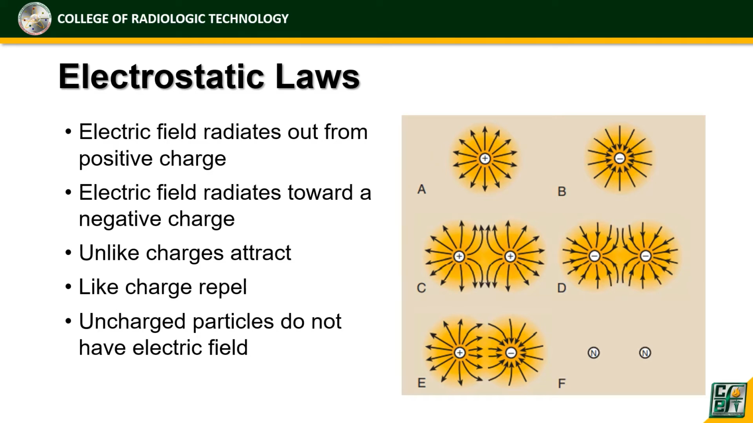Pakikita nyo sa letter A. Then sa letter B naman, dahil siya ay negatively charged particle, inward or towards the particle yung electric field. And that is the reason why like charges repel and unlike charges attract. So imagine kung parehas outward ang electric field, magbabanggaan lang sila, hindi sila magdidikit, and they will repel each other. As well as kung parehas inward ang electric field, ganun din, magbabanggaan.